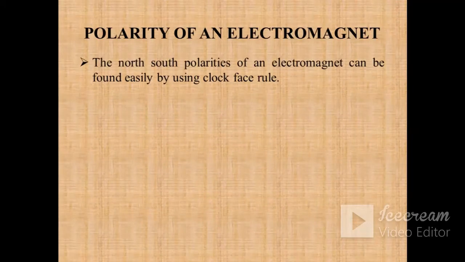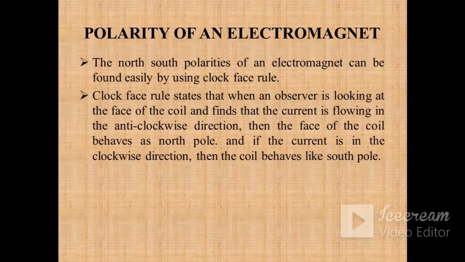Now, like we have said, it is a magnet, so it must have polarity, like it must have the north and south pole. So the polarity at the ends of an electromagnet depends on the direction of current in its coil. The north-south polarity of an electromagnet can be found easily by using the clock face rule.